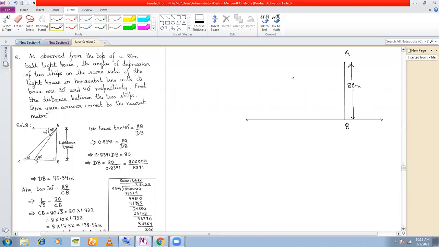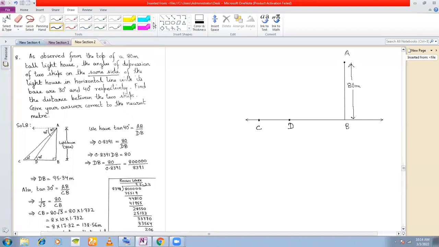So what are the sides that you have? You have side one, this side, and you have side two. They are saying same side, right? Same side means either this side or you can have this side also. Let us consider side one. Suppose the ships are on the side one. Let's say one ship is here, call it D, and let's say another ship is here, let's call it C. So at C and D you have two ships. Okay. And the angles of depression of these two ships on the same side of the lighthouse are 30 degree and 40 degree.